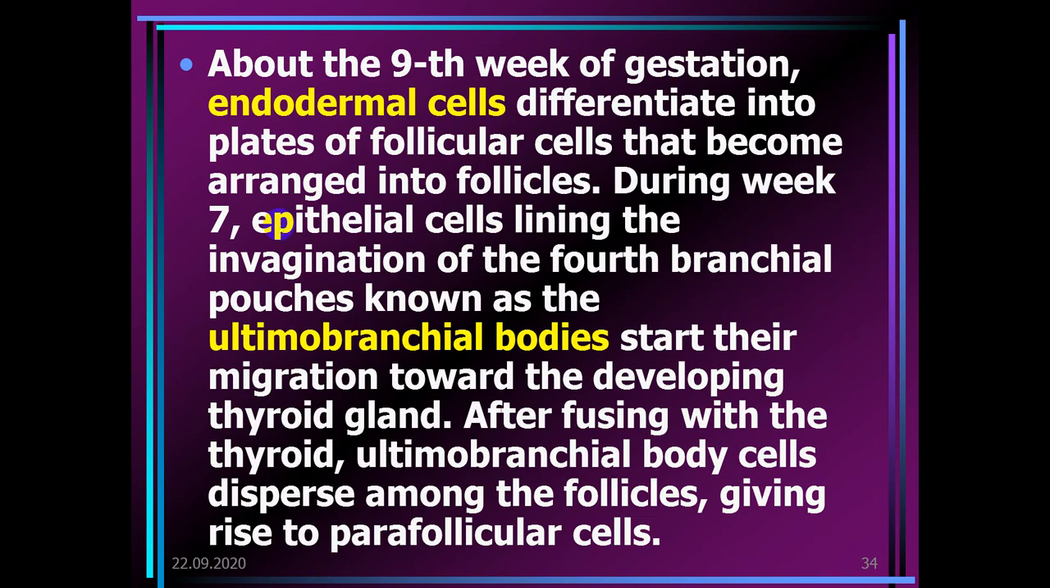During the 7th week, epithelial cells lining the invagination of the fourth branchial pouch, known as the ultimobranchial bodies, start their migration towards the developing thyroid gland. After fusing with the thyroid, ultimobranchial body cells disperse among the follicles, giving rise to parafollicular cells.